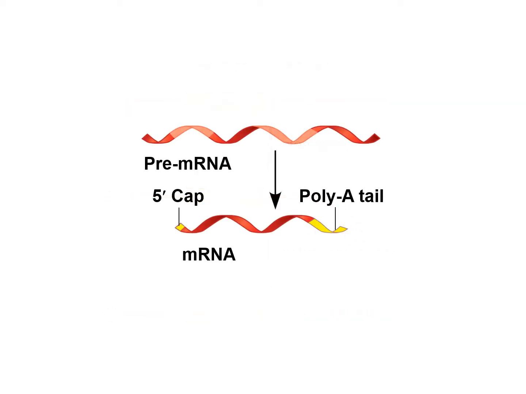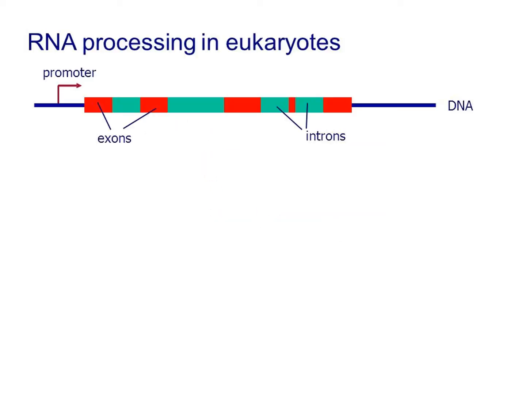So there's that poly-A tail, there's that 5' cap. Now this is the pre-mRNA. It has neither the cap nor the tail, and it has what are called introns that, again, enzymes will recognize, splice out, and create our final mRNA. So here's a picture of exons. Those are the coding sequences. Introns are the non-coding sequences.